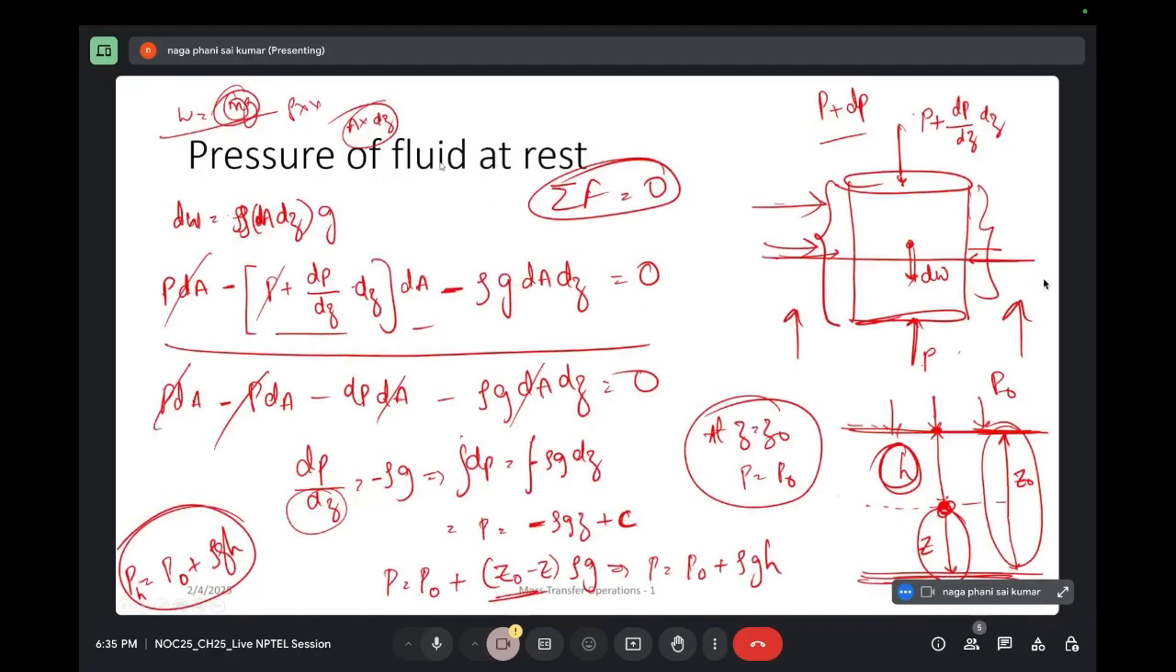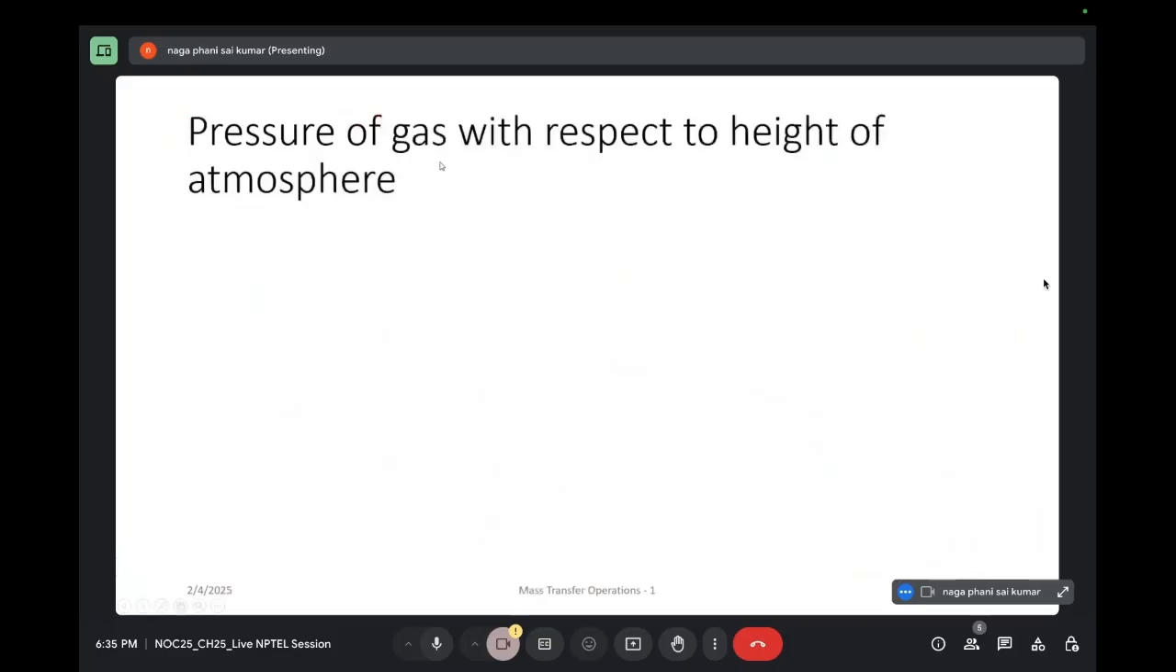And this is for liquids, but gas also comes under fluid, right? So it is also fluid, right? So we need to also understand how pressure changes in case of gases as well. So in case of gases, density is also a function of pressure, right? As the height or altitude changes, temperature will also be changing, because of which density will be changing.